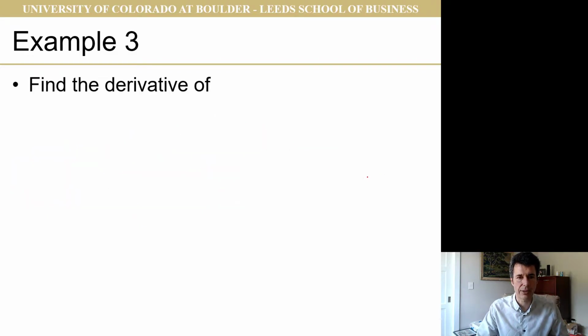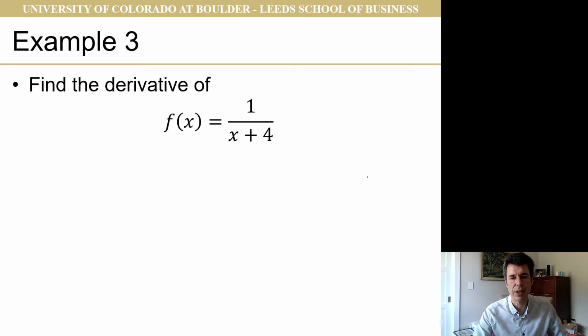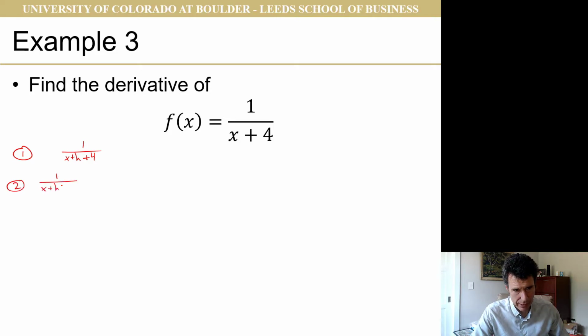On to our last example. Find the derivative of f of x equals 1 over (x plus 4). I think I'll not bother writing out all of the steps. F of x plus h, that's 1 over (x plus h plus 4). Step 2, f of x plus h minus f of x, 1 over (x plus h plus 4) minus 1 over (x plus 4).